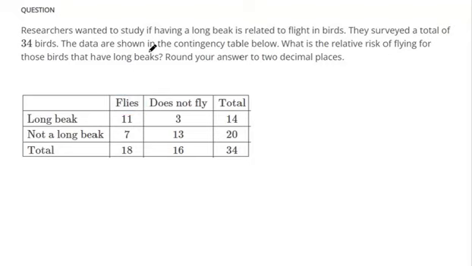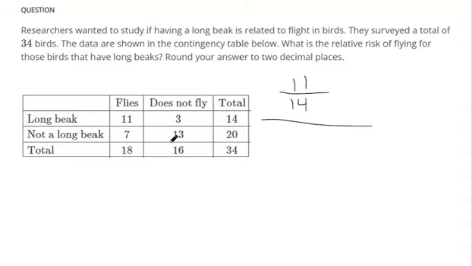With relative risk, you want to calculate probabilities. Out of all the birds that have long beaks, what is the probability that you select one and it flies? That's the first question you want to ask. And so that's 11 out of 14. That's the rough probability of picking a long-beaked bird and finding out that they have the condition of flying. There's 11 out of 14 total. So that's the probability of picking a long-beaked bird and the bird is able to fly.